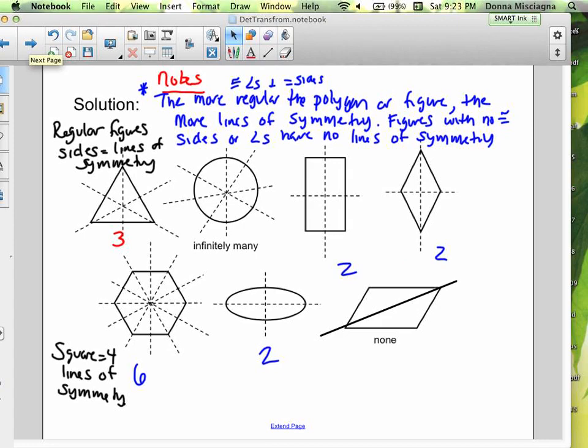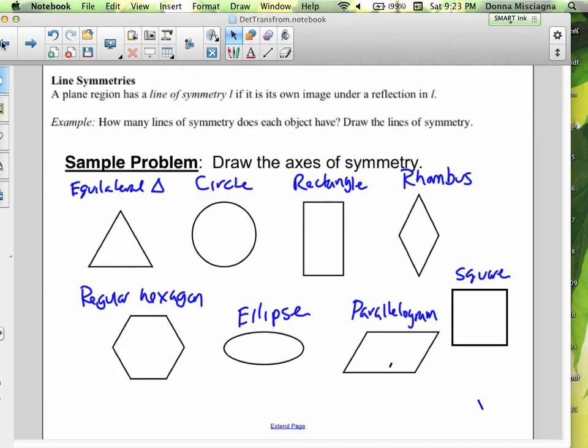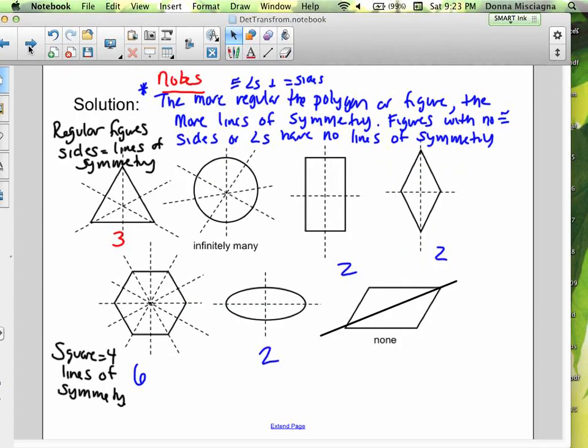Oh, I guess we lost our square. The square has a whole bunch. We'll come back here and draw him in. The triangle had 3. The regular hexagon had 6. The square had 4. See a relationship there? So 4 congruent sides and angles, 4 lines of symmetry. 6 congruent sides and angles, 6 lines of symmetry. The one that had infinitely many was the circle.